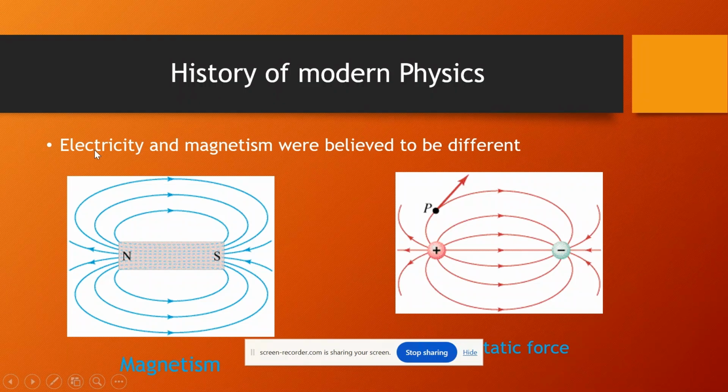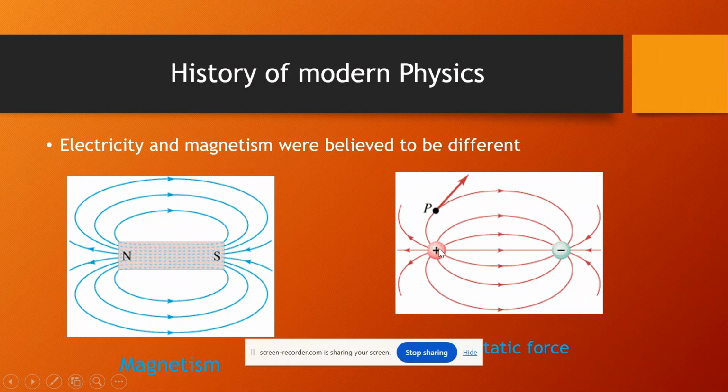So in modern physics, we will go now to electricity and magnetism. They were believed to be different phenomena. But it came out with time that they are just different manifestations of the same phenomenon, which is electromagnetism. They are related.